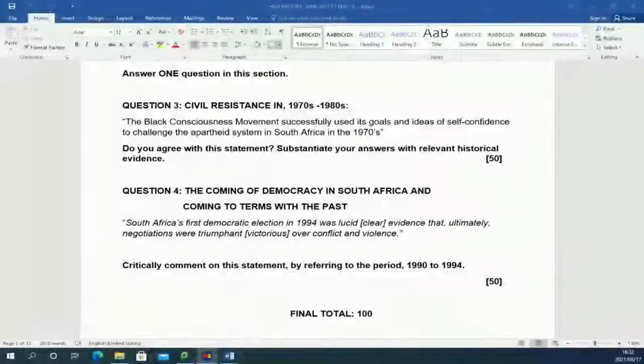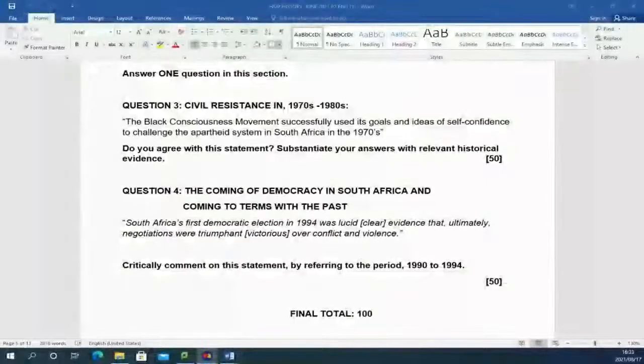So if we look, for example, at the essay on the Black Consciousness Movement, okay? The Black Consciousness Movement successfully used its goals and ideas of self-confidence to challenge the apartheid system in South Africa in the 1970s. Okay? Do you agree with the statement? So, one of my paragraphs is going to center on the philosophy of Black consciousness. What was the philosophy of Black consciousness? Okay? That Black people needed to reaffirm their identities, that Black people needed to understand that Black was not inferior, that there was power in being Black, that there was beauty in being Black, that their Blackness didn't make them less than.